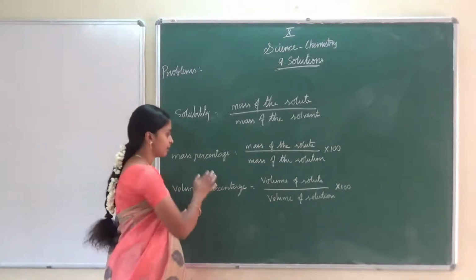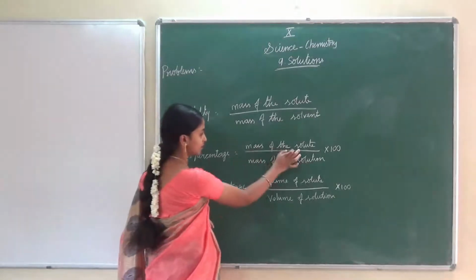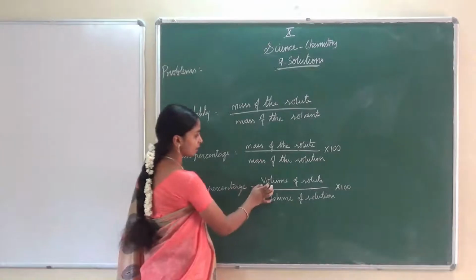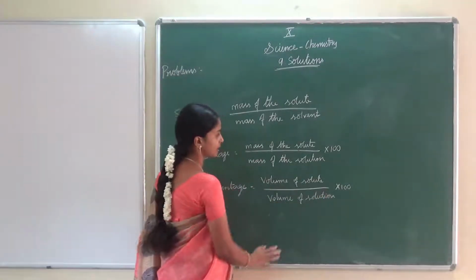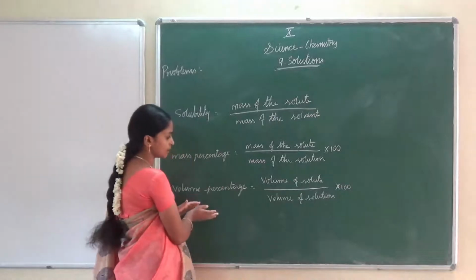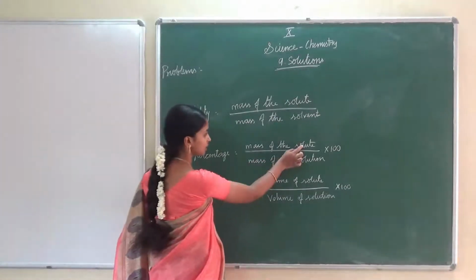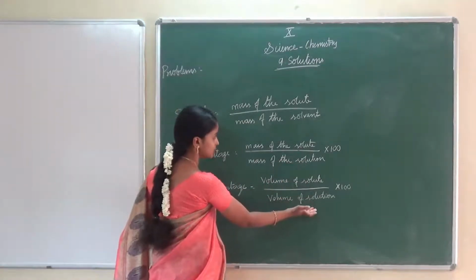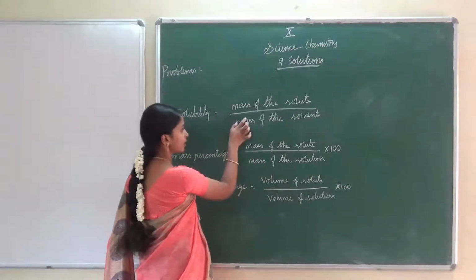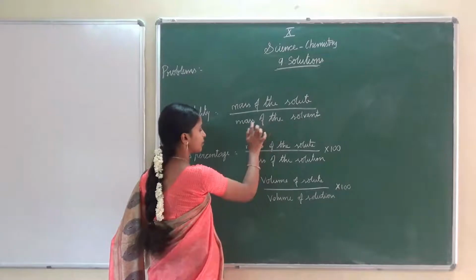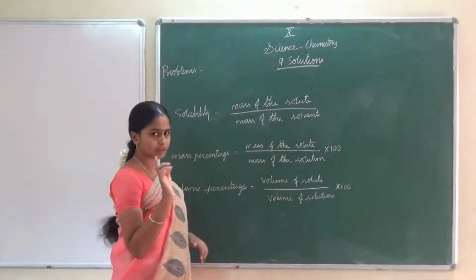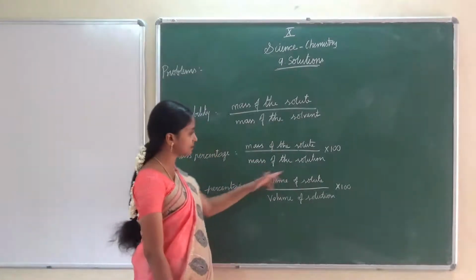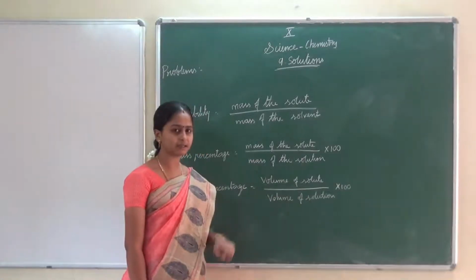For mass percentage, it is mass of the solute divided by mass of the solution into 100. For volume percentage it is volume of solute divided by volume of solution into 100. In the case of solubility, the formula is mass of the solute divided by mass of the solvent. So don't get confused here. For solubility it is solvent. For mass percent and volume percent, it is solution. Solution is nothing but solute plus solvent.